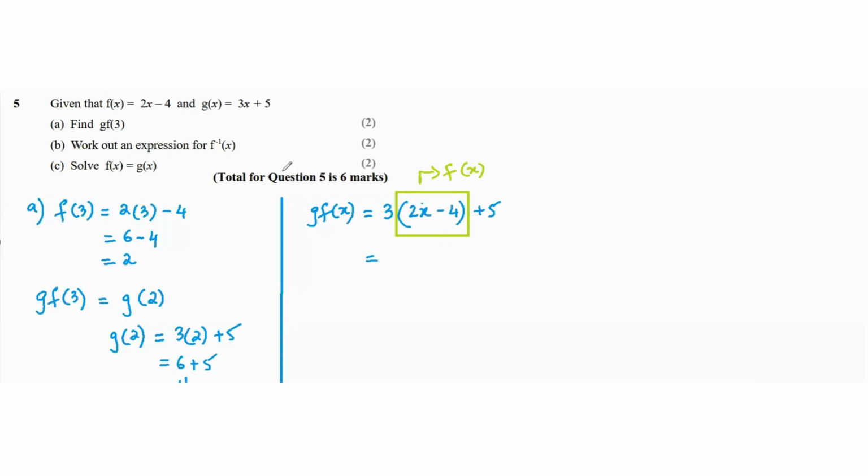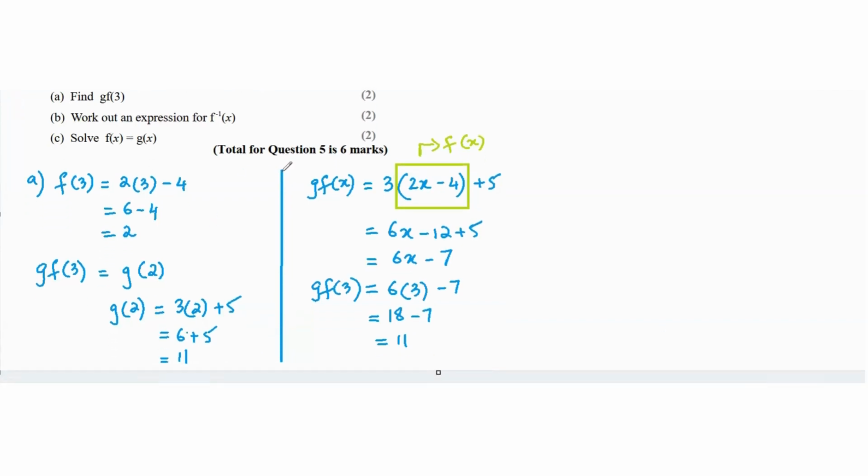So now expand the brackets, that's going to be 6x minus 12 plus 5. So that's going to be 6x minus 7 because negative 12 plus 5 is negative 7. Now to find g of f of 3, that's going to be 6 times 3 minus 7. 6 times 3 is 18. 18 minus 7 is going to be 11, which you can see is the same as what we did in the first method. So both methods are correct. You're going to get the same answer, but you can pick the one that best suits you and takes less time to solve.